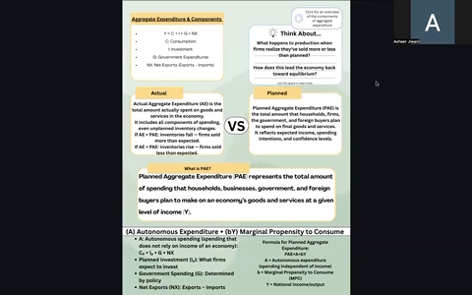So, for example, if B equals 0.75, that means that households are going to be spending 75 cents of every extra dollar they earn, and then they're going to save the other 25 cents. So they don't spend every dollar they earn, they save some of it.